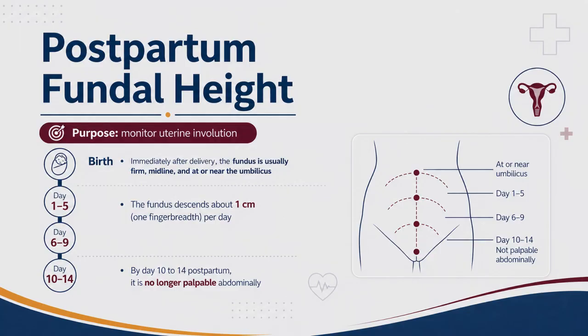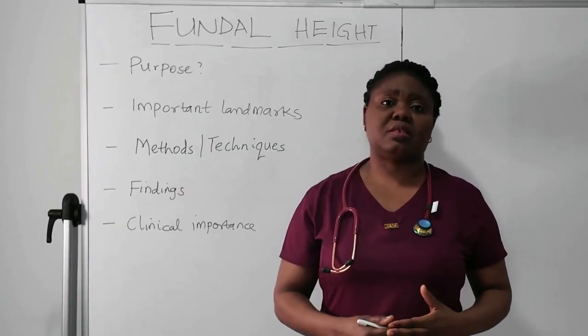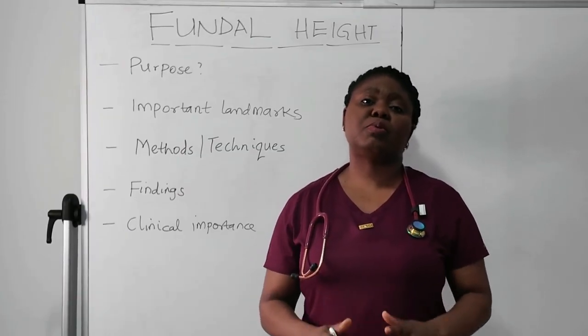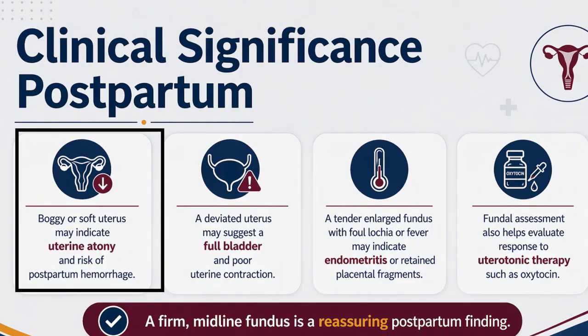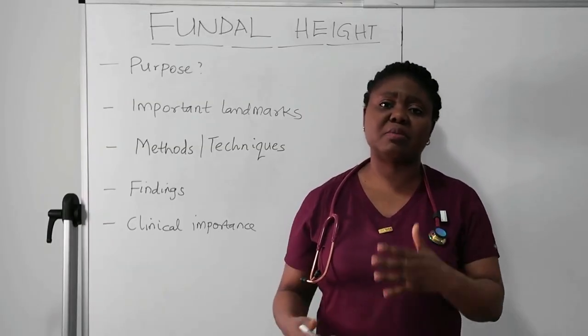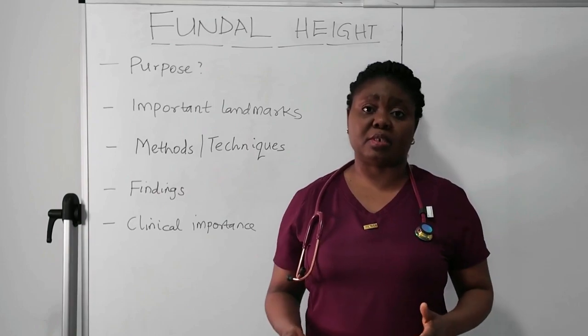So here we are looking at how the uterus gradually shrinks to the non-pregnant state. Next is to assess for postpartum hemorrhage. A soft and bulgy uterus may indicate uterine atony. So you need to quickly massage this uterus, and you can also check the pad to see how many pads are being saturated in an hour to assess for bleeding.